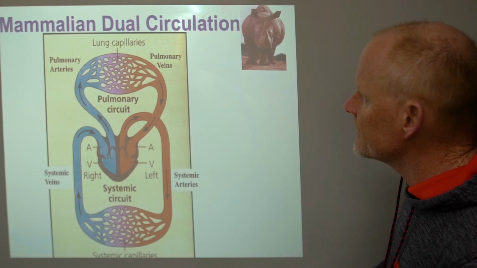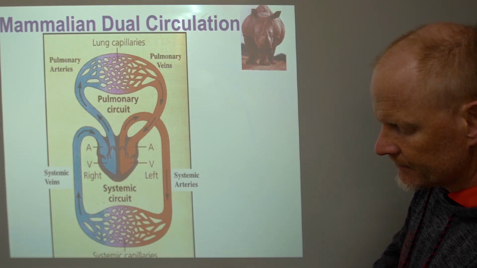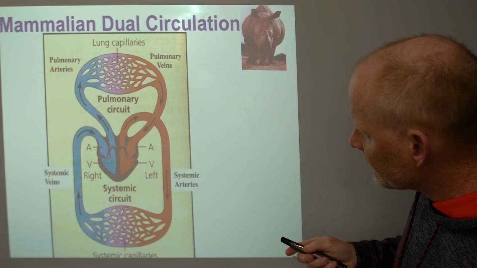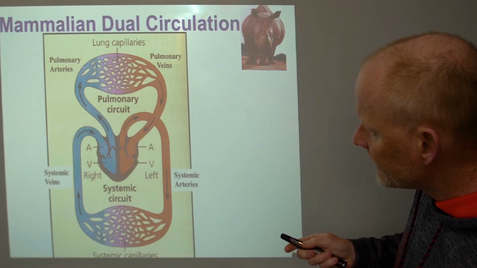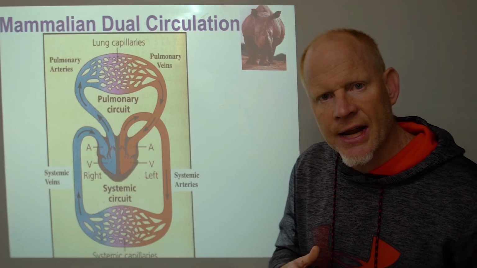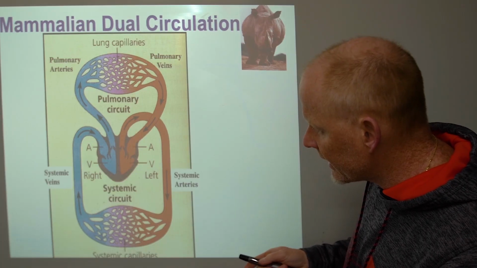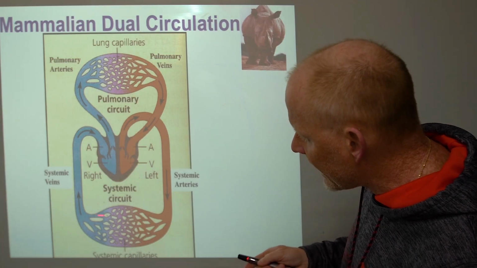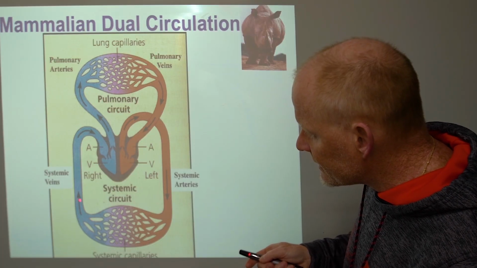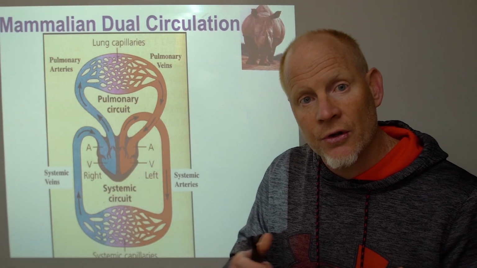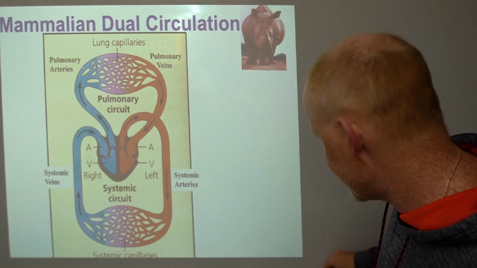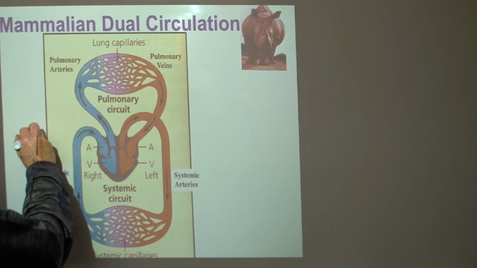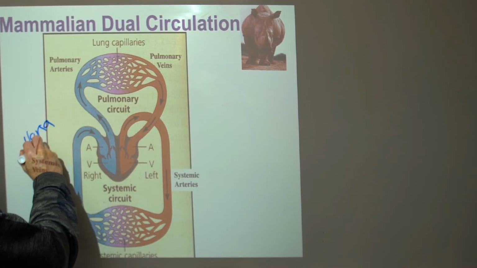This slide shows mammal dual circulation. As you can see, if you follow the blood flow, the right side of the heart, in blue, is receiving deoxygenated blood from systemic circulation. All of the capillary beds out in the body are going to drain into veins, all right? And these veins are going to merge into larger and larger veins until you get to the big systemic veins, the biggest ones being called vena cavas.